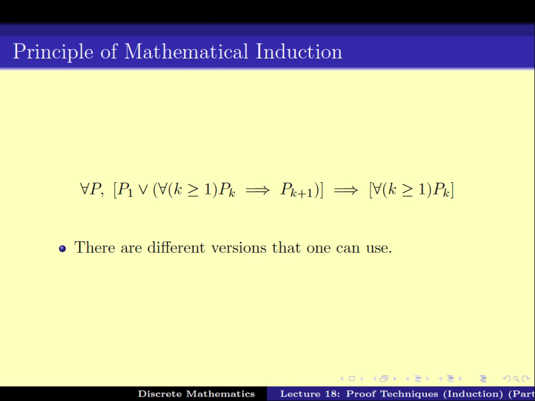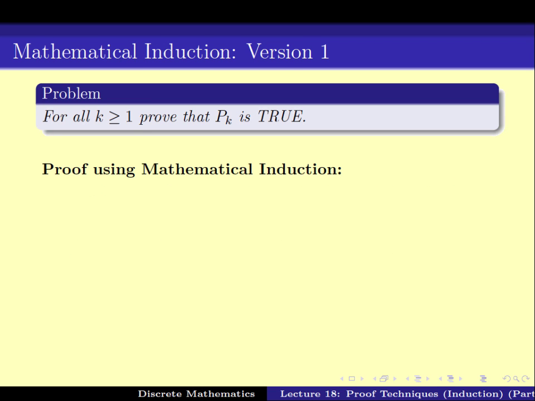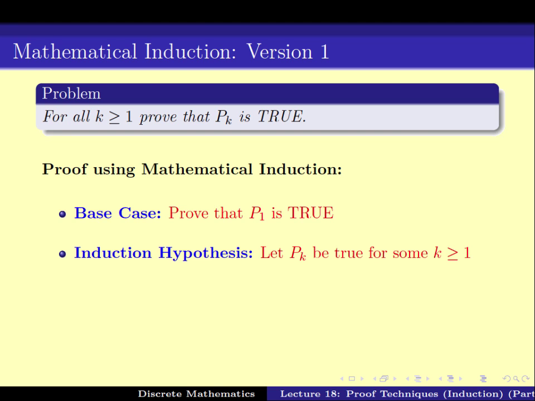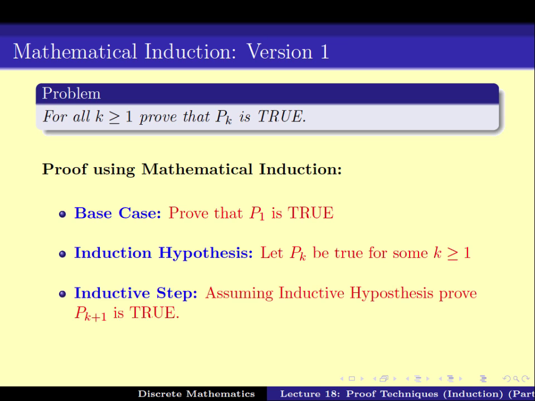Now there are different versions that one can use of this particular case. We have already seen some of the versions. So version 1 is the case which we just discussed: if we have to prove that for all k greater than or equal to 1, Pk is true, then we first prove that P1 is true. We call this the base case. Then we have the induction hypothesis, which says let Pk be true for some k, and the inductive step is, assuming that the induction hypothesis is true, prove that Pk plus 1 is true.